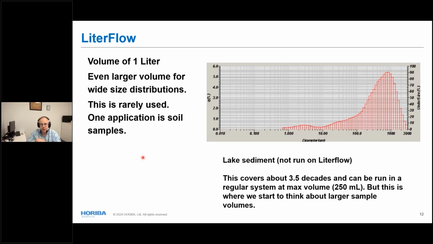This is a fairly rare option. One application that looks close is soil samples and sediments. But the reason I say it looks close is that in practice, the regular solvent flow system has been working out fine. It is a sample that covers about 3.5 decades. But I think if we get to a 4-decade or so distribution width, we're going to need the liter flow. So we're going to start thinking at this breadth, do we need a larger sample volume? May not. And if it gets much broader than this, we probably do.